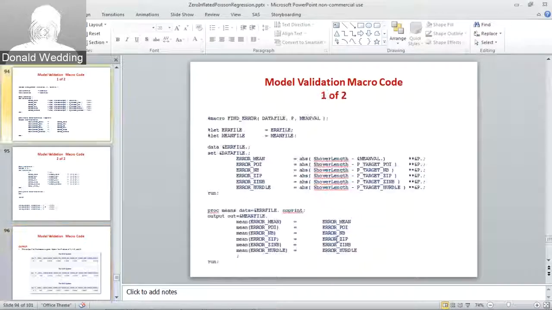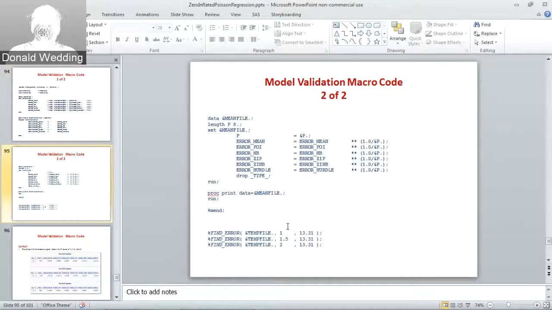So what I simply did here, I think the example was how long people take a shower. And you're trying to predict how long a person's going to be taking a shower. And then you get your prediction minus the average, your prediction minus the Poisson model, the negative binomial, the hurdle model, all this stuff. So what I did was I just calculated all these errors. I basically had the true answer, and then I also had all the predicted answers, and I calculated the errors, and then I said proc means. I'm just saying, what's the average value of all these guys? And then I printed them off.